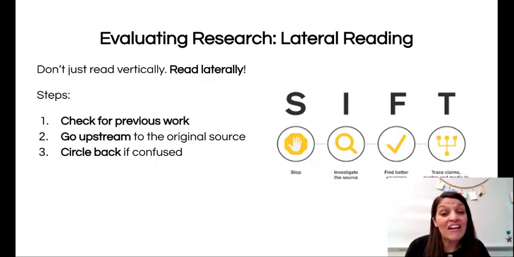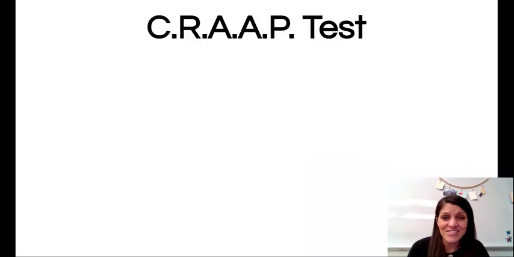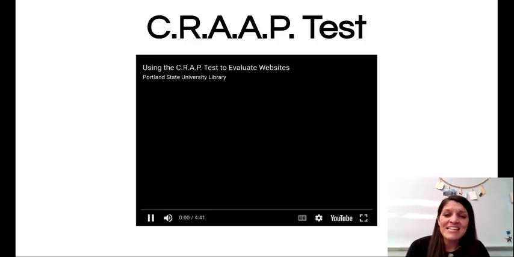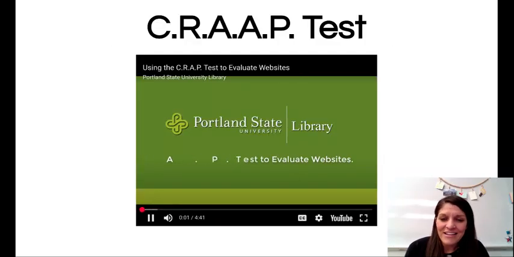And so reading laterally is a great way to, instead of just scanning from top to bottom, find these different pieces of information. So you can check for previous work, go upstream to look at original sources, or I like to go to the works cited and click on the resources they have linked there and circle back if you're confused. Again, if you're seeing unclear information, that's going to be a good indication to not use that source.